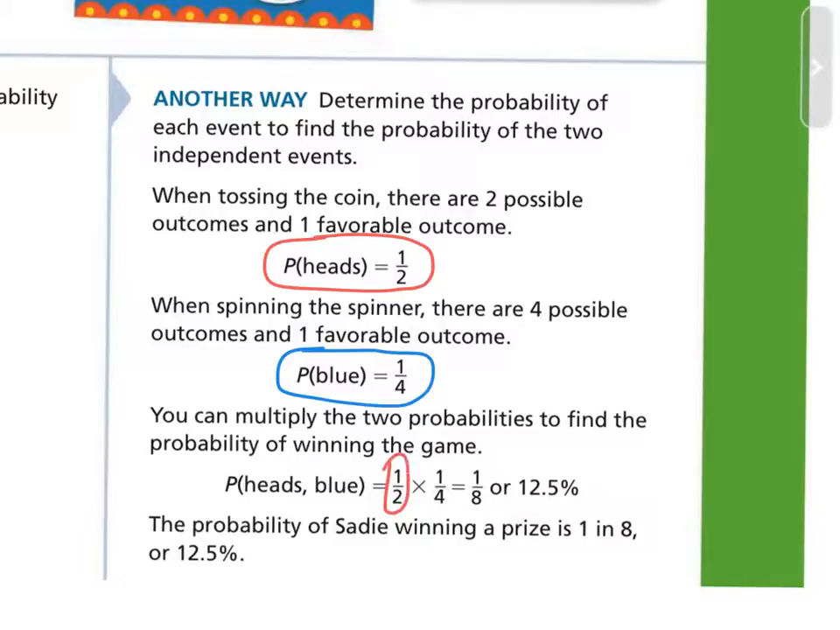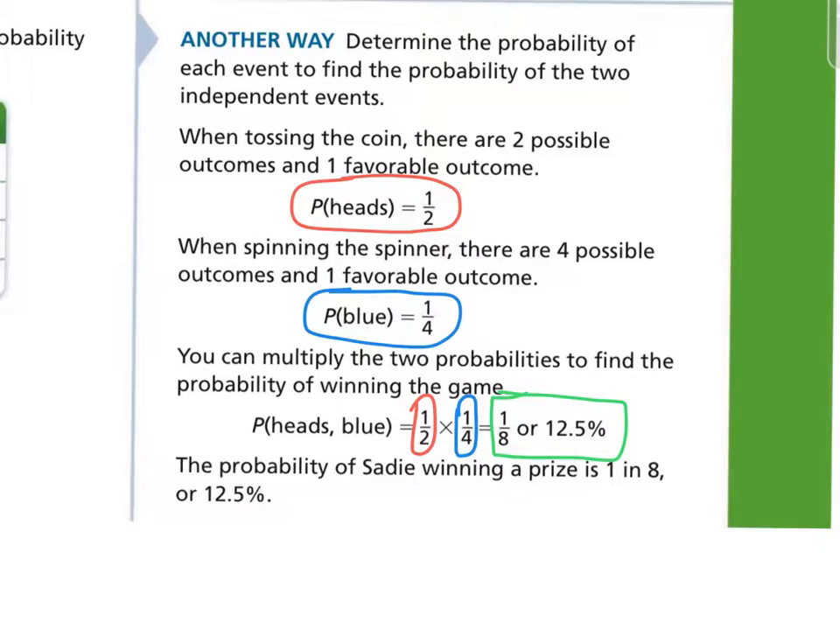So if we take those 2 probabilities, the 1/2 and the 1/4, we multiply those together. That's another way we can show our probability of getting heads and then blue would be 1/8 or 12.5%. We're mainly going to focus just on the fraction answers with these unless they ask us to write a percent.